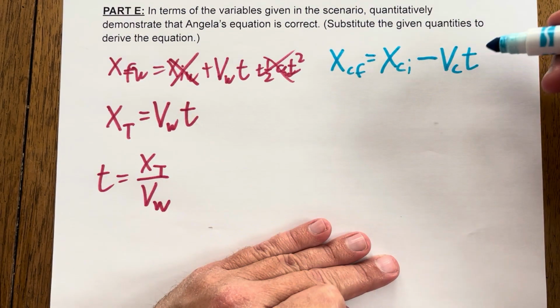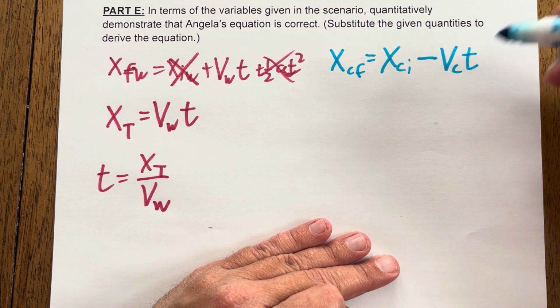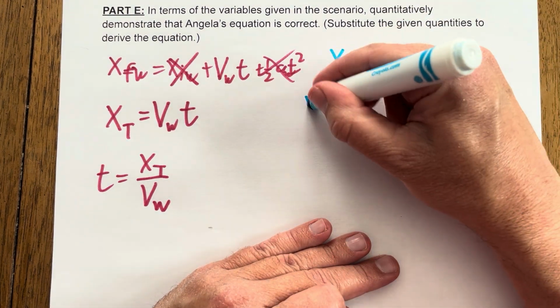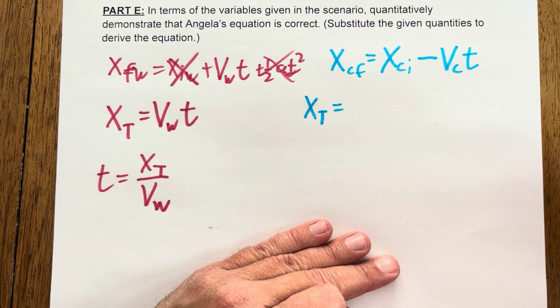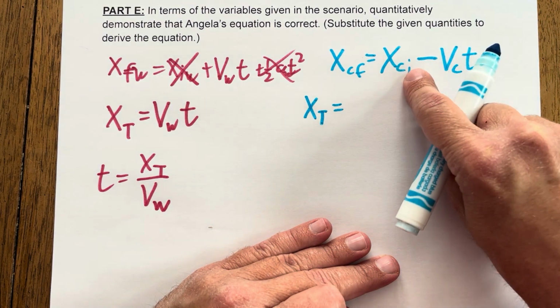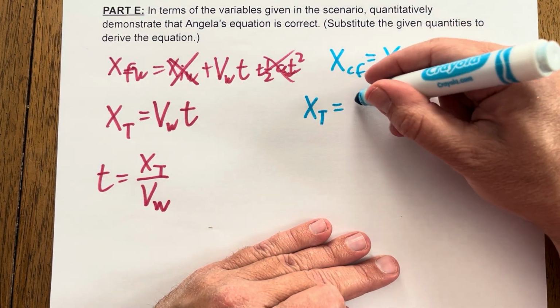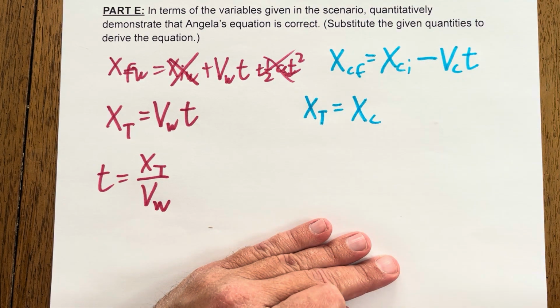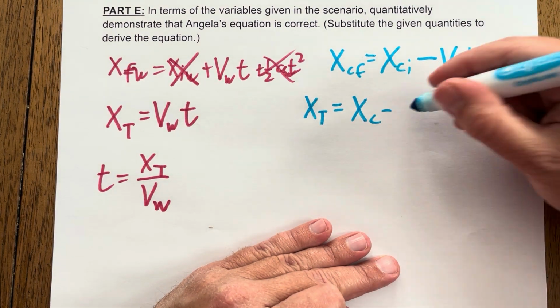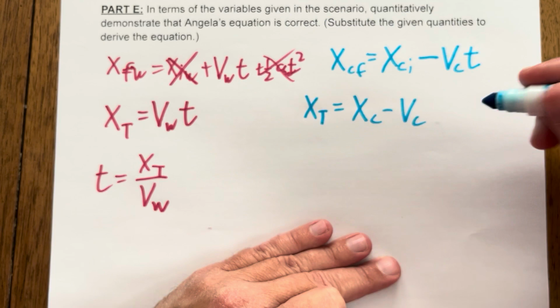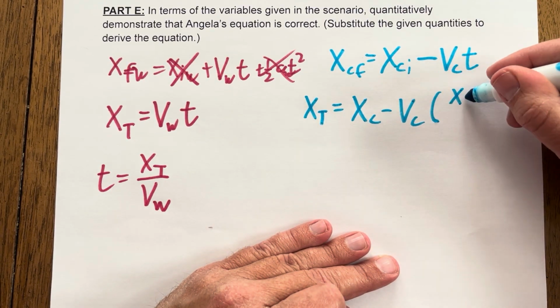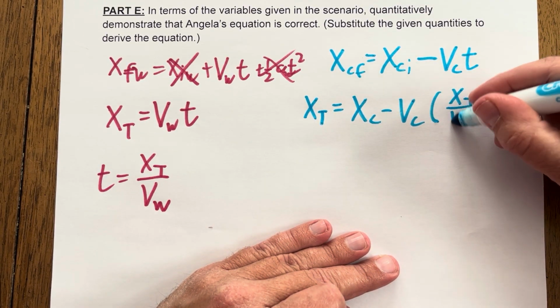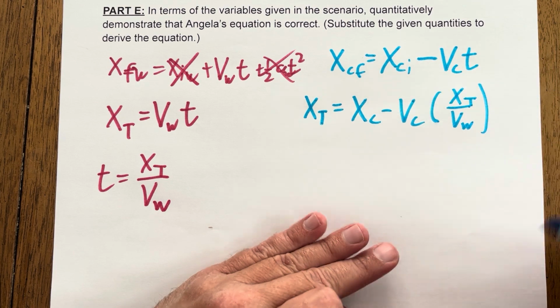Let's take this time and plug this in here because they're the same. By the way, the final position of the cornerback is also the position at which they get tackled, so that's the same. This we can just call XC because that was what we called the initial position of the cornerback, minus VC, and then times this time, so the time is the position at which they get tackled divided by the velocity of the wide receiver.